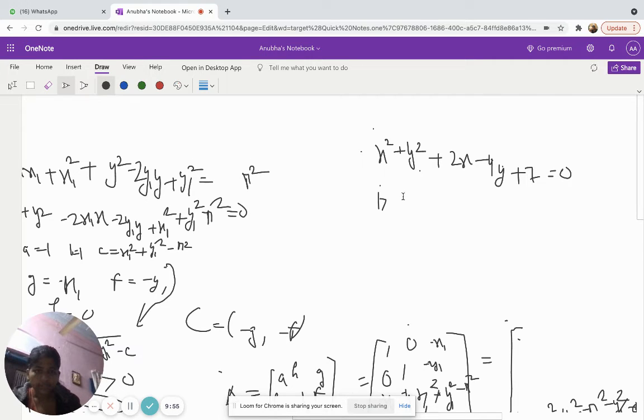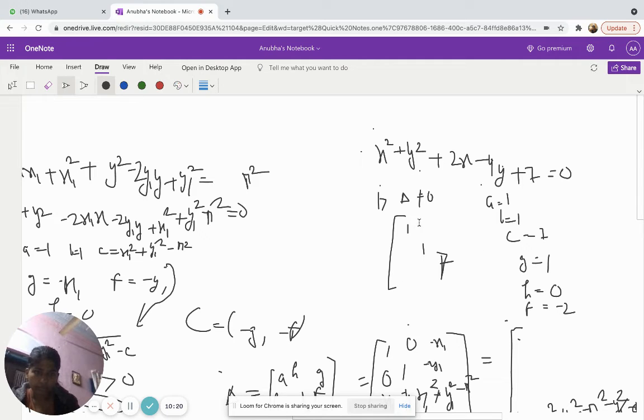The first condition is that delta should not be equal to 0. So firstly you have to calculate delta. A, B, C is a symmetric matrix. So firstly we write A equal to 1, B equal to 1, C equal to 7, G equal to 1, H equal to 0, F equal to minus 2.